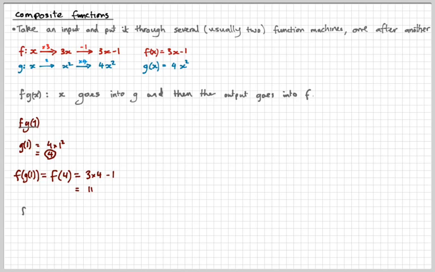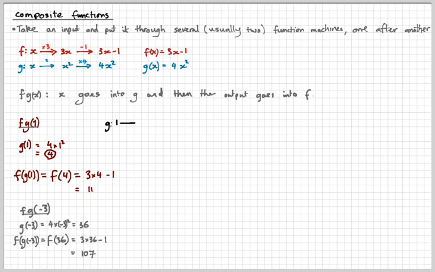Let's look at a different example, fg of minus 3. If you're happy with this concept, you could pause the video now and see if you can do it yourself. We put minus 3 into g, which is 4 times minus 3 squared. Minus 3 squared, minus 3 times minus 3, is 9. 9 times 4 is 36. Now we take this answer, 36, and put it into f. When you put 36 into f, you do 3 times 36 minus 1, which is 107.